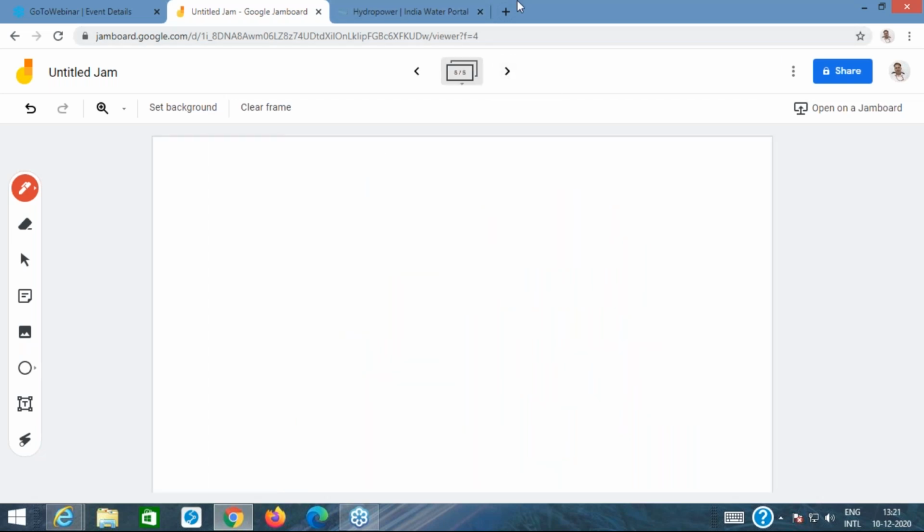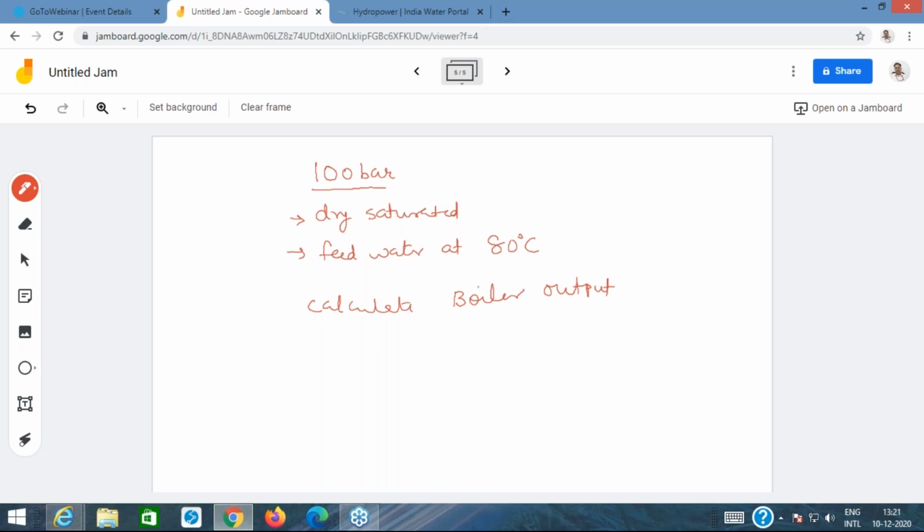Right? If it is clear, from the steam tables now, you just tell me if the boiler is at 100 bar and if the steam is dry saturated, and let us say that the feed water is entering at 80 degrees centigrade, calculate the boiler output. Calculate and tell me the answer.